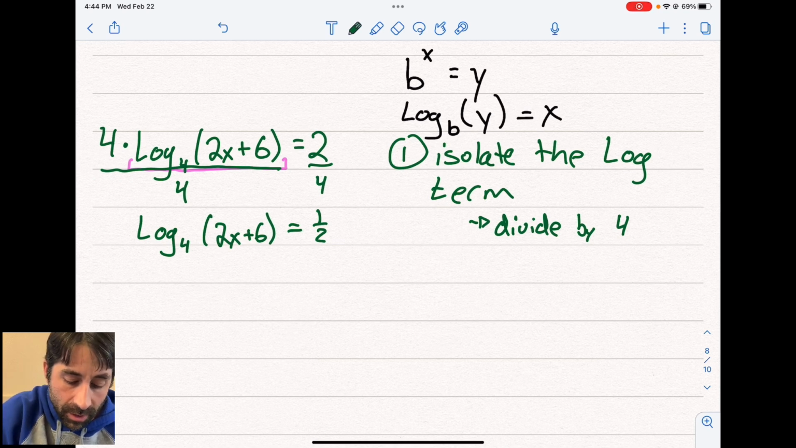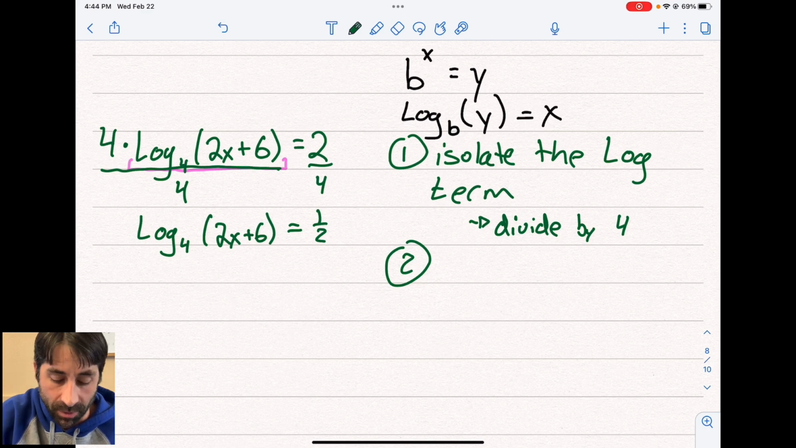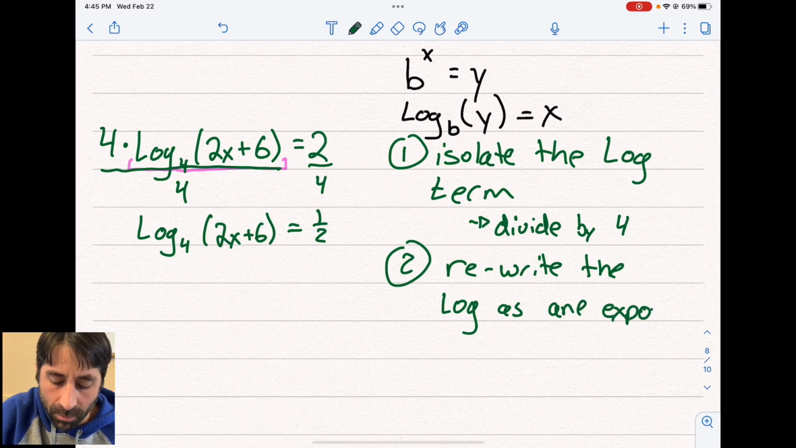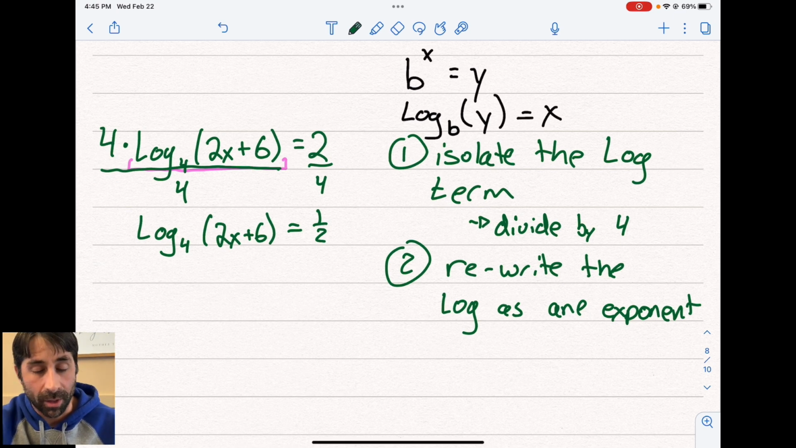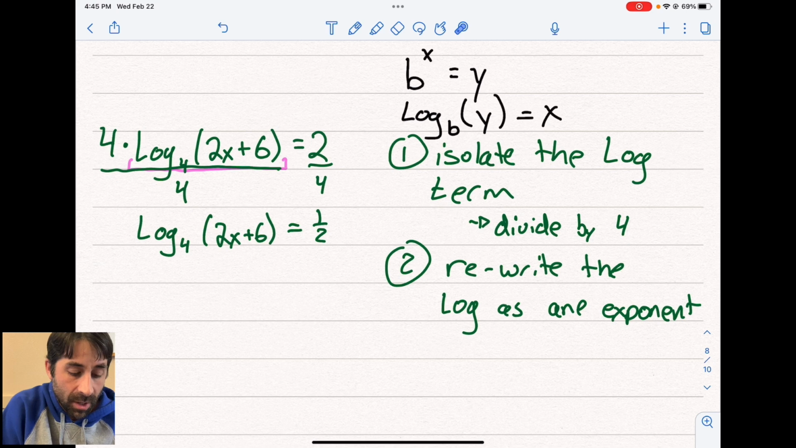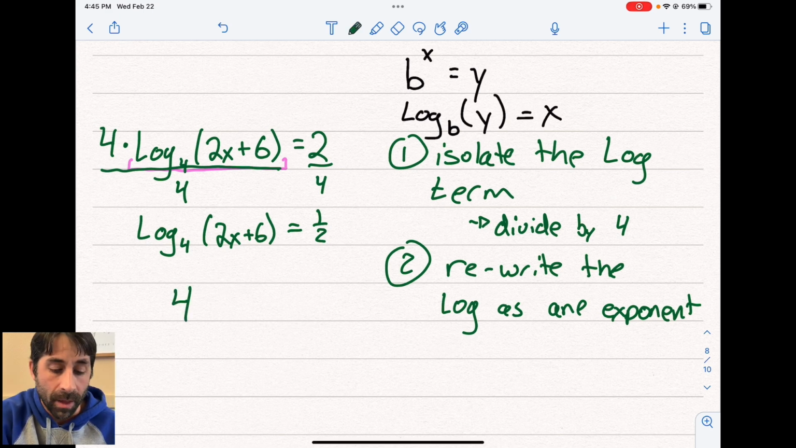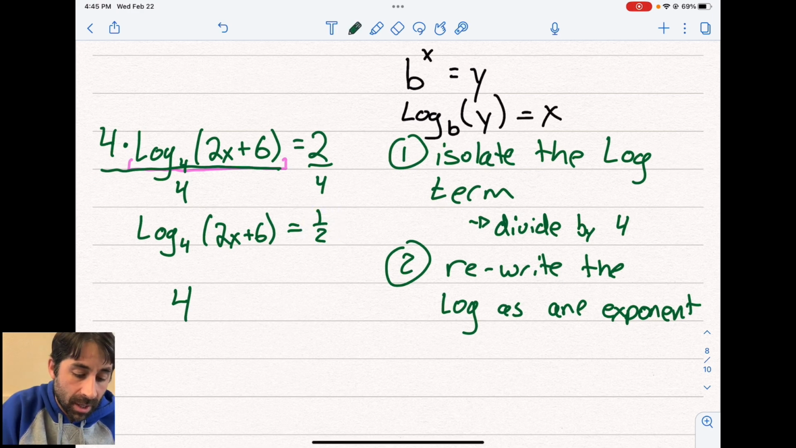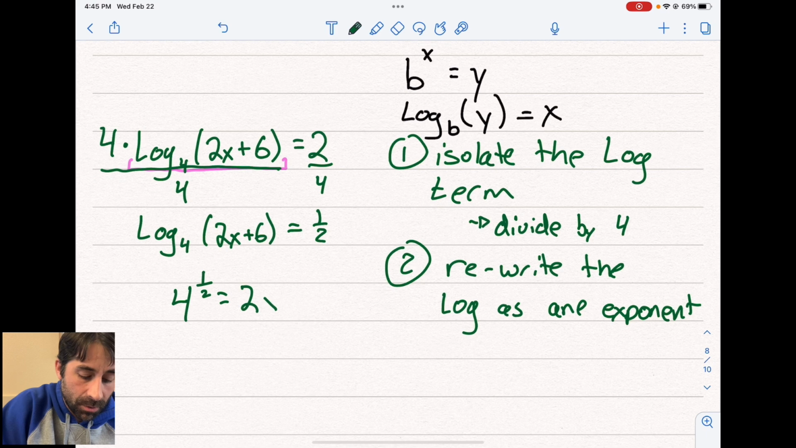Now that we have our log term isolated, the next step is to rewrite the function as an exponential. When we do that, our variable pops out into a place where it's easy to solve using regular algebra. Again, the base of the log becomes the base of the exponent. So the base of my log is 4, and the base of my exponent is 4. The answer to the log, in this case 1/2, becomes my exponent. So on the left side of my equation, I'm going to have 4 to the 1/2 power. The other side becomes the argument, which is 2x plus 6.